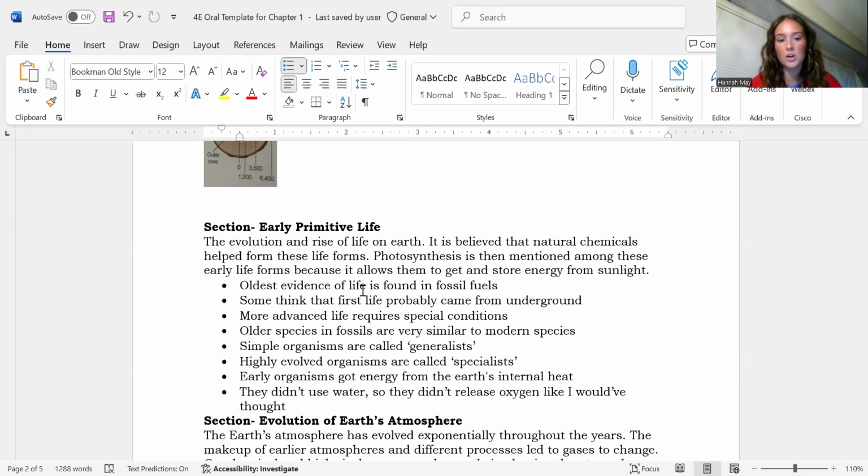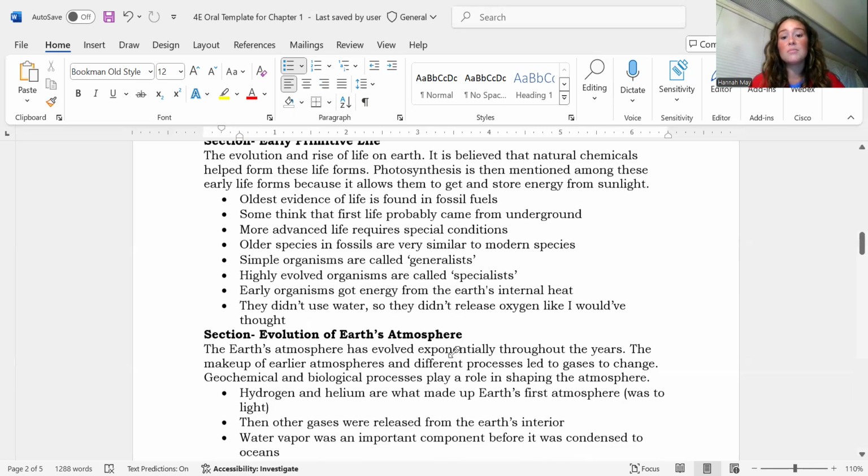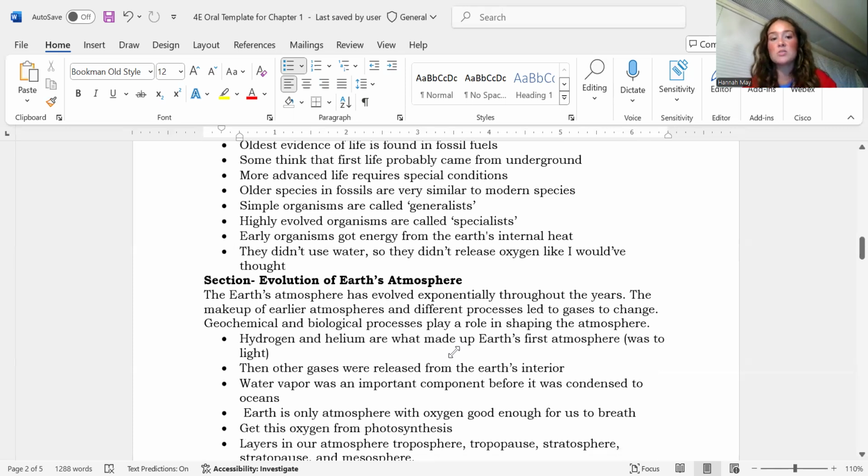We know what fossil fuels are, and that's where the oldest evidence of life is found. And some think that the earliest life forms lived underground, actually, and that's insane to me. Like, how could they live underground? But simple organisms are called generalists, and more highly evolved organisms are called specialists. Early organisms got their energy from internal heat, and because they didn't use water, they didn't release oxygen, like I would have thought.